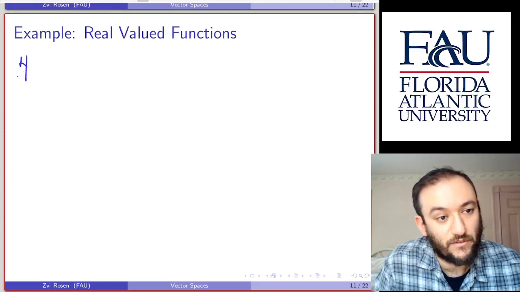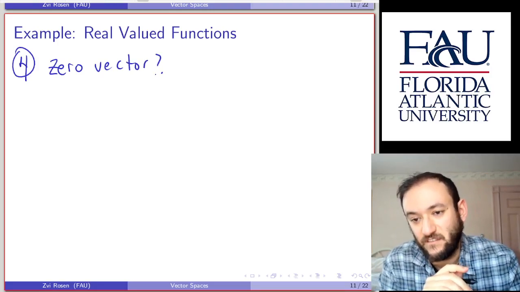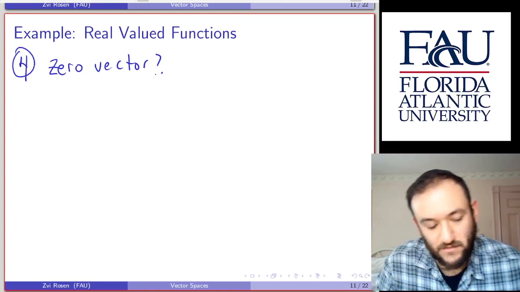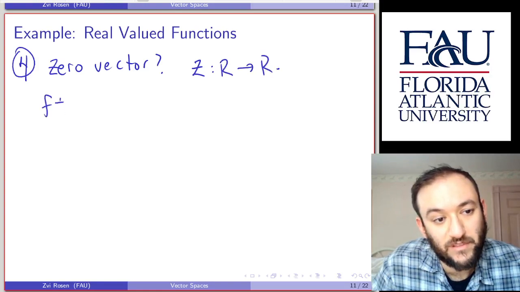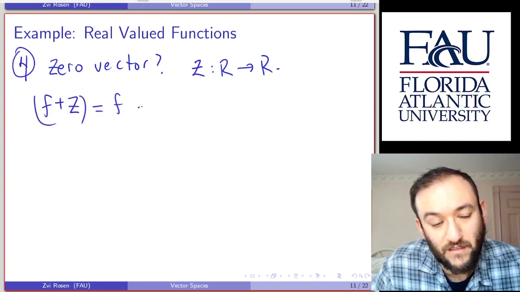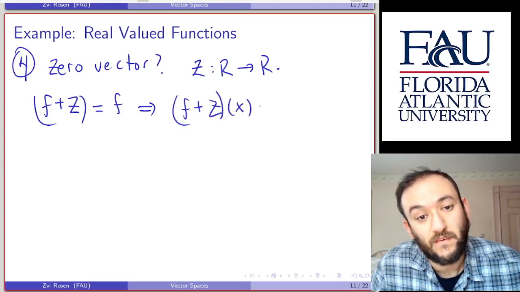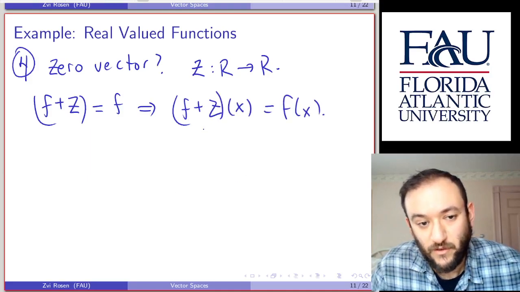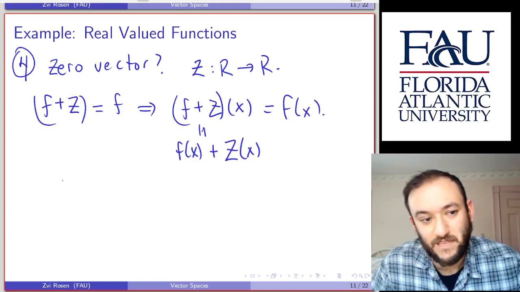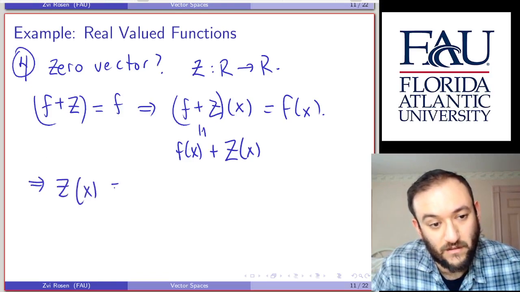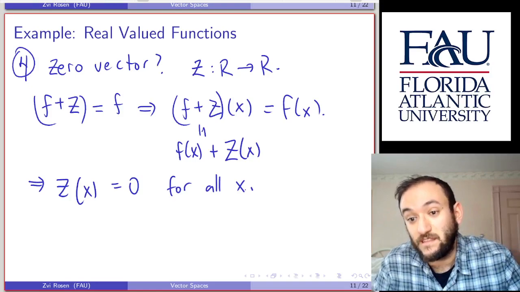In terms of the zero vector, what would that be? Well, we want a function that, when we add it to any function, doesn't change it. So let's call this z, a function z from R to R. If f plus z is equal to f, that means that at any point, (f plus z) of x is equal to f of x. But we know that this is defined as f of x plus z of x. If f of x plus z of x equals f of x, that means z of x is equal to 0 everywhere. So the 0 vector in this vector space of real valued functions is going to be the identically 0 function.